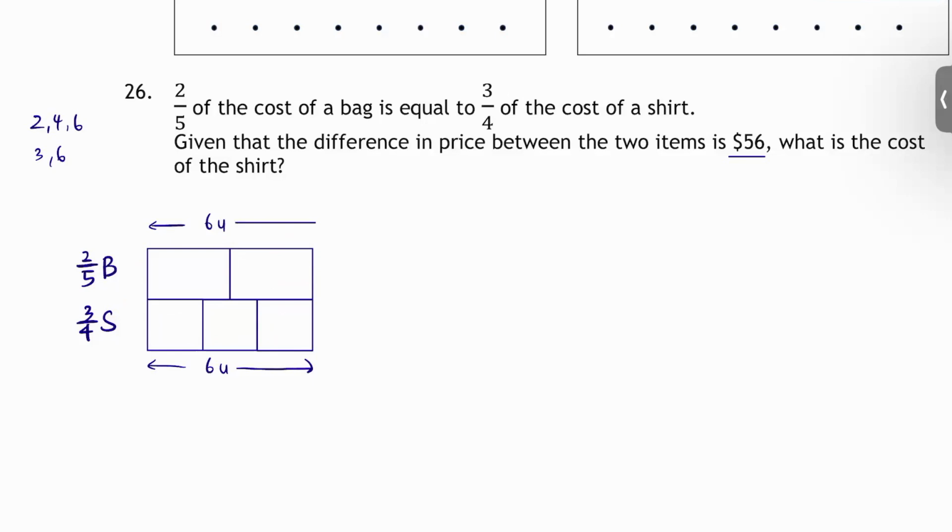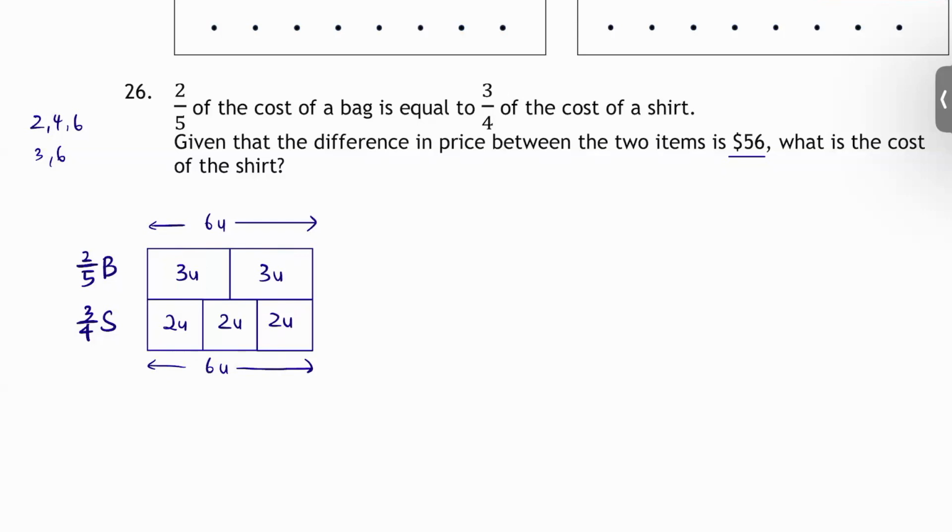Previously you might have learned that you split it up this way. You could do that because it's small enough. But what I like to do is to label inside. If 2 blocks is 6 units, each block must be 3 units. If 3 blocks is 6 units, each block must be 2 units.